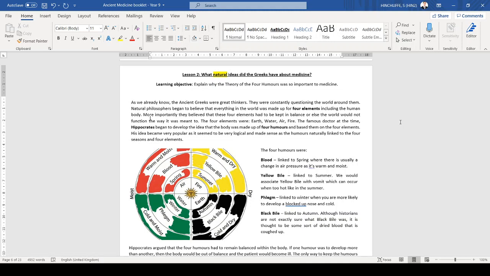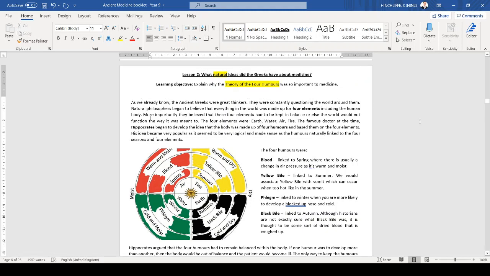What today's lesson is going to show us is that actually the natural ideas started to become the dominant theories behind disease and illness in ancient Greece, and would continue into ancient Rome as well. So we're looking at the theory of the 4 humours.